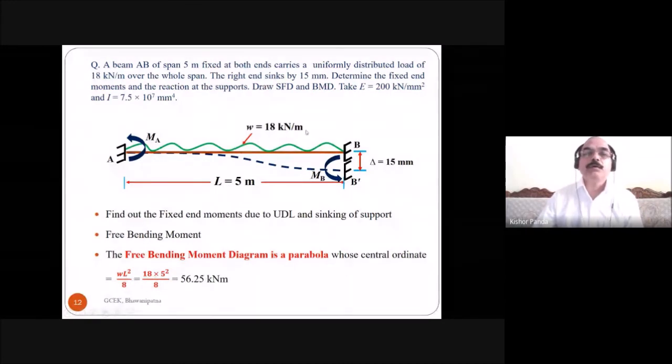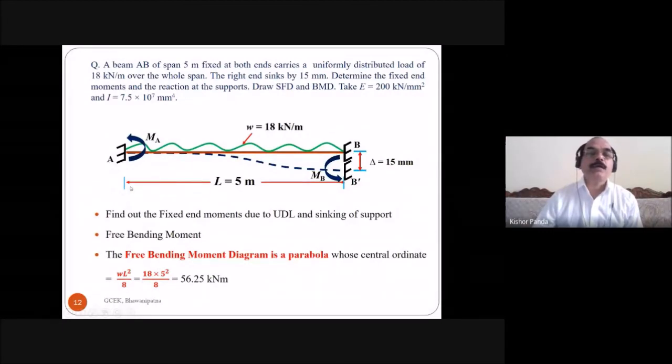So this is the load, 18, and this is the length. So 18 into 5 square by 8, which is equal to 56.25 kilonewton meter. So this is the maximum ordinate of the free bending moment diagram.